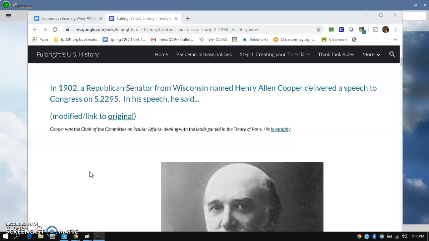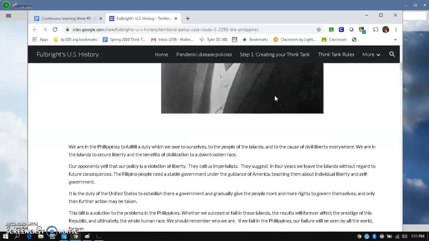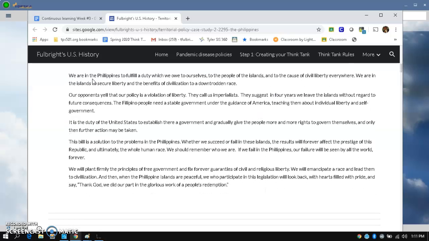We need to now study why people believe that American foreign policy should pursue American interests. We're going to read a speech by a Republican senator named Henry Allen Cooper. He said, "We are in the Philippines to fulfill a duty which we owe to ourselves, to the people of the islands, and to the cause of civil liberty everywhere. We are in the islands to secure liberty and the benefits of civilization to a downtrodden race.